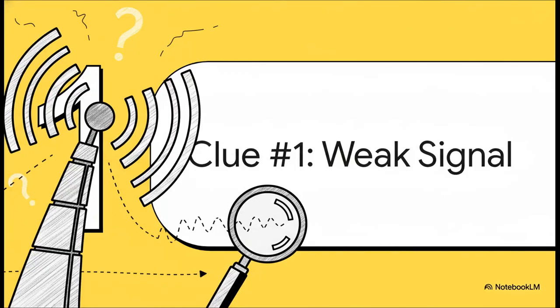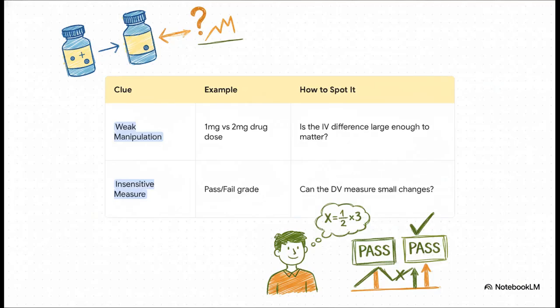So let's start with that first line of inquiry. Let's look for clues that maybe, just maybe, the signal itself was just too weak to pick up. All right, we've got a couple of usual suspects here. First up is what we call a weak manipulation. Think about it. If you're testing a new drug and you compare a 1 milligram dose to a 2 milligram dose, that difference is probably way too small to have any real effect. The signal is weak right from the start.